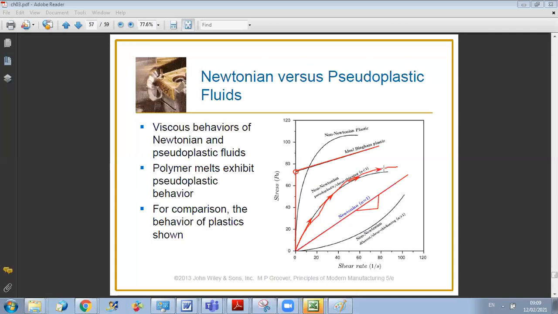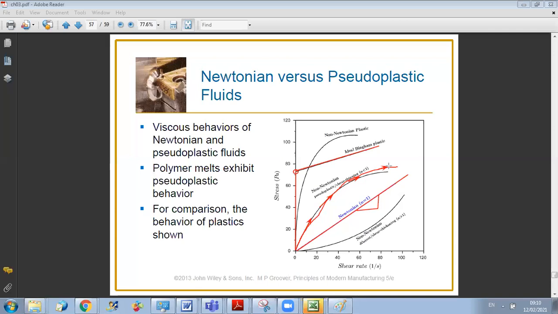We can have as an example for this latex paint. Look, for example, if you want to paint a wall, latex paint does not drip from the brush because the shear rate is small and the viscosity is large. But when you flow it smoothly onto the wall, it will create a thin layer of paint between the wall and the brush, because of the large shear rate between them.